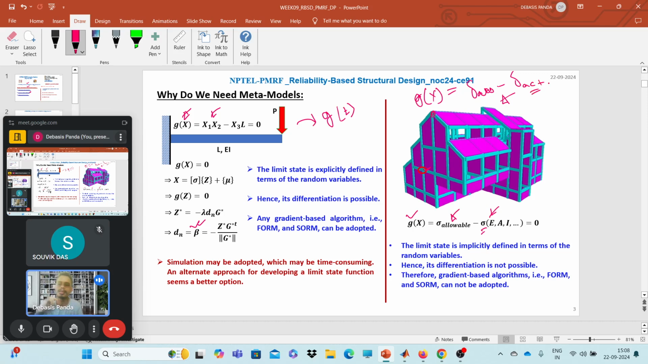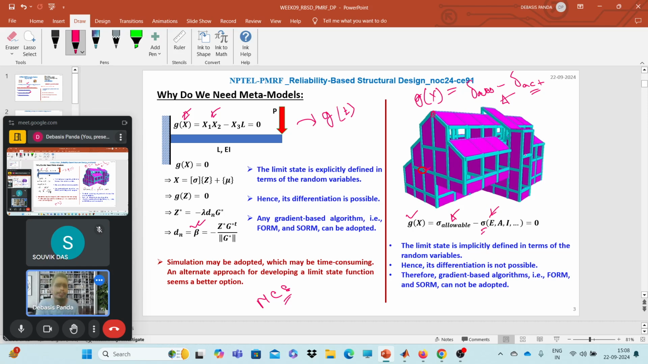So for this type of problem, how will we proceed with the reliability analysis? That is the big question. We can perform this analysis using a simulation-based technique, which we already learned during the last interaction session, like Monte Carlo simulation. How can we perform this Monte Carlo simulation for this analysis?